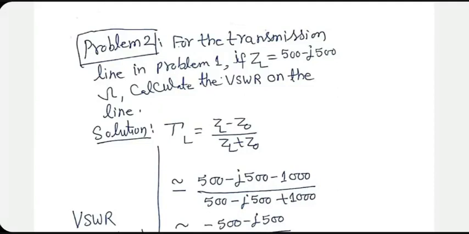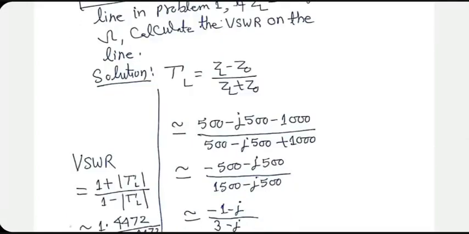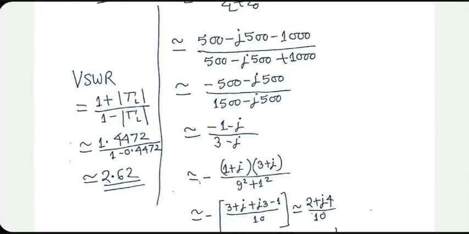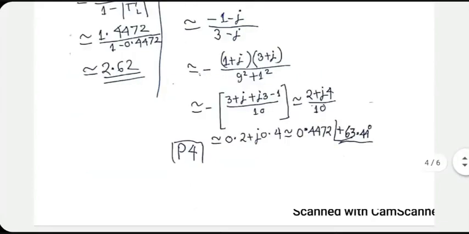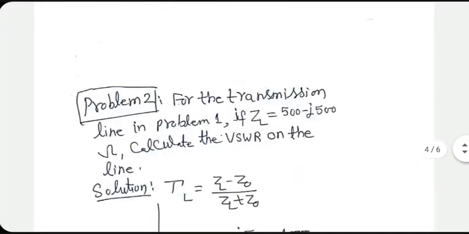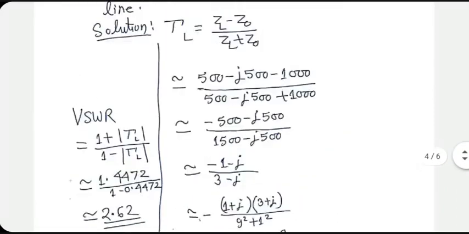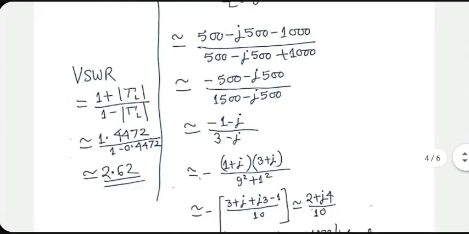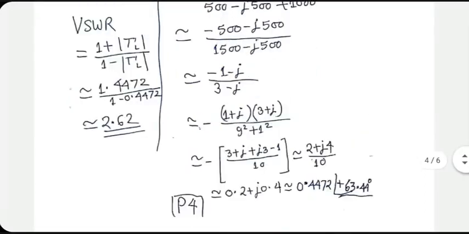Yes, quickly. If ZL is so much in the previous problem, what will be the VSWR? This should be simple. You put ZL, and Z0 is 1000 ohm. You take the magnitude of tau L. This time I have used rectangular form throughout. So magnitude of tau L turns out to be 0.4472. So S will be, what do they want? VSWR, okay, VSWR is on the left hand side, sorry. VSWR is 1 plus magnitude of tau L divided by 1 minus magnitude of tau L. So 1 plus 0.4472 divided by 1 minus 0.4472. That's 2.62.